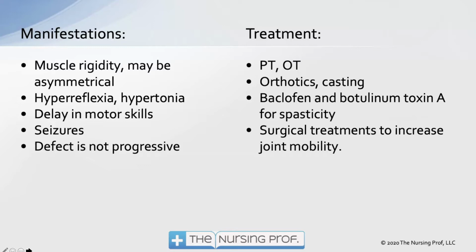Physical therapy, occupational therapy, we may have to use orthotics, casting, etc. There's a number of different medications that may be helpful. Baclofen, which is a muscle relaxer, botulinum toxin A may be helpful as well. Surgical treatments may be necessary as well to increase the joint mobility. So after a while, joints start to become locked in position because of the spasticity and because of the hypertonia.